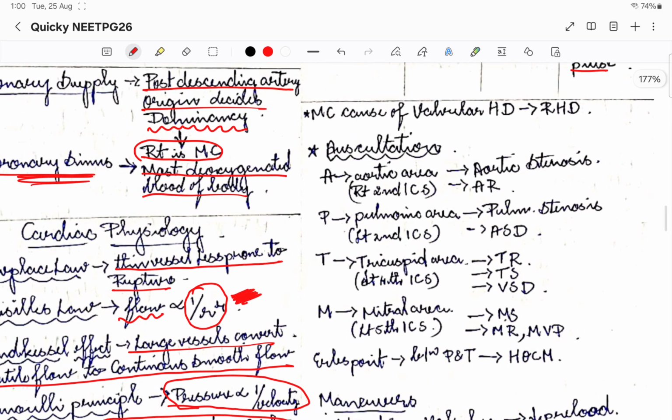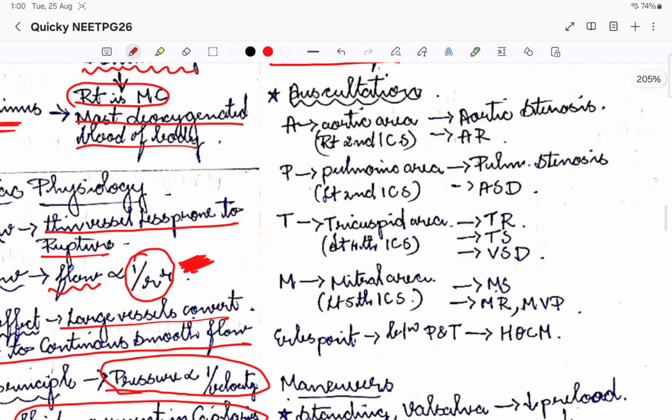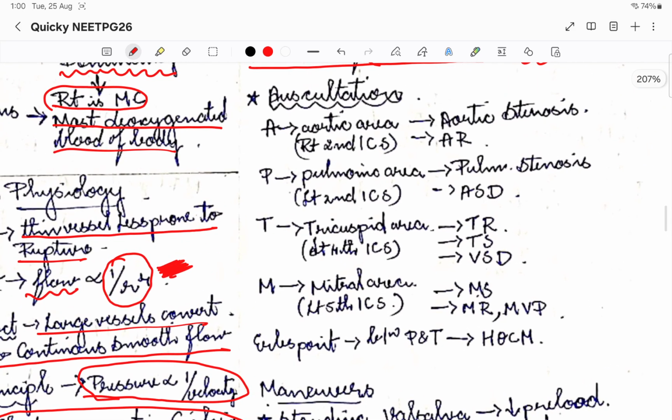Now we'll go to auscultation. Before going to auscultation, one of the important points is that the most common cause of valvular heart disease is rheumatic heart disease. All the valvular pathologies that we discussed now, the most common cause is rheumatic heart disease. So now let us go to auscultation. Please remember APTM. Okay, appetite. You know that, right? The Bruno Mars song. So appetite, APT.